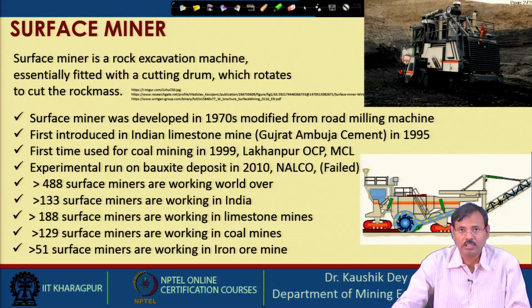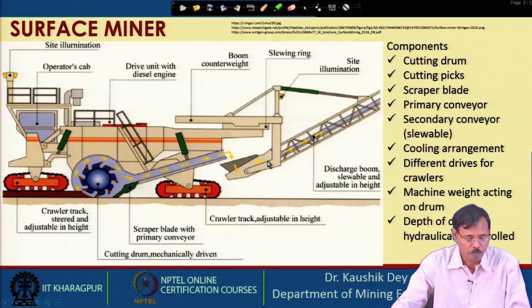It has been found that a surface miner was applied for granite rock also in a tunneling project of Japan, and there are n number of other applications. It has been utilized for the construction of the ground and for the construction of the dam. So, there are different applicabilities of the surface miner. Now, let us look into the detail of the machine.